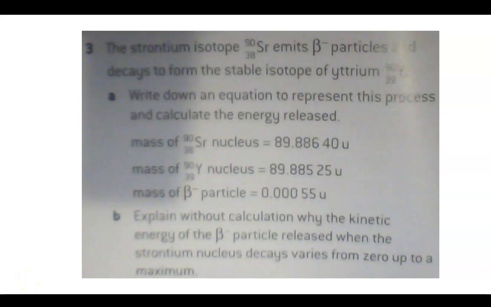Okay, so we've got strontium-90 isotope emitting beta minus particles and decaying to form the stable isotope of yttrium-90. Now, explain without calculation why the kinetic energy of the beta minus particles released when the strontium nucleus decays varies from 0 up to a maximum. Alright, so let's jump across and let's just write down what's going on.